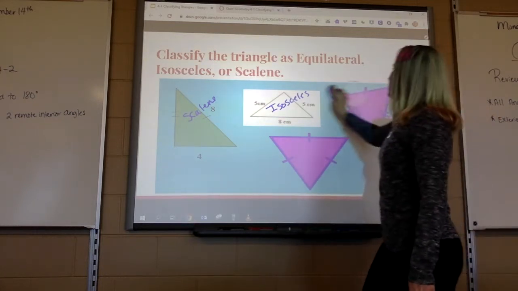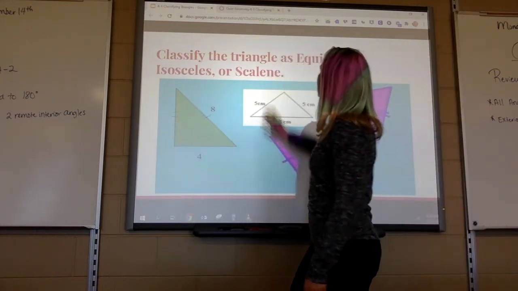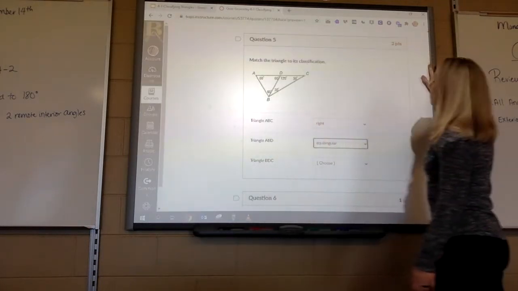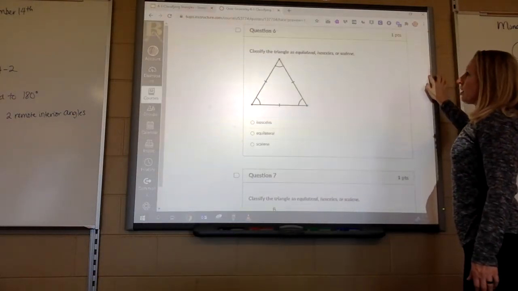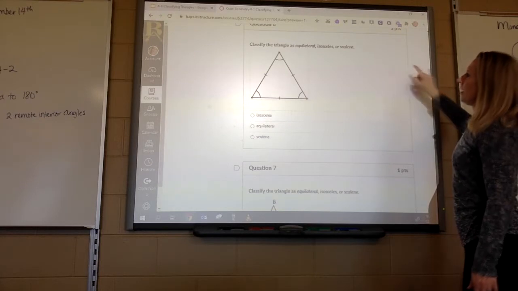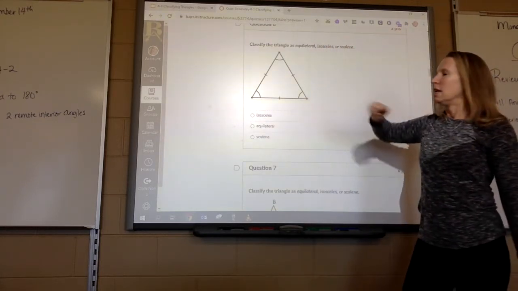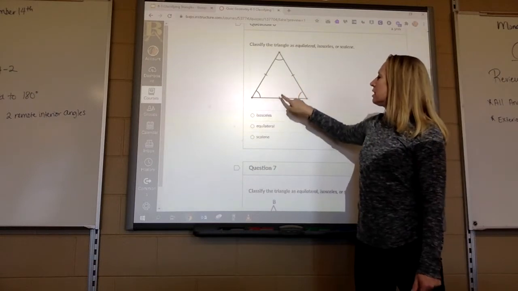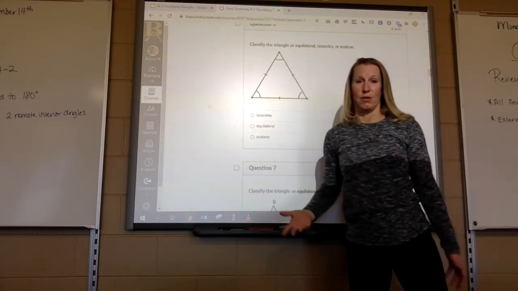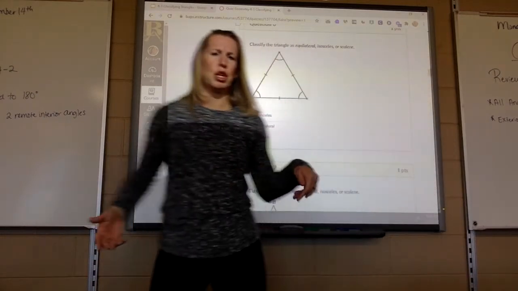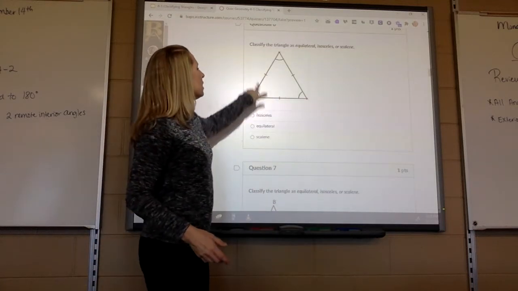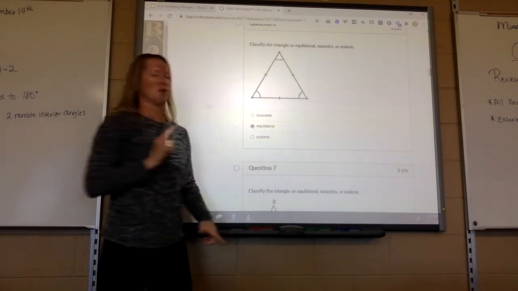All right, so if you go to your assignment, you're going to classify by side. So equilateral, isosceles, or scalene. So notice all 3 sides are marked. Yes, all 3 angles are too, but that's not your option on this one. So since all 3 sides are marked, it's equilateral.